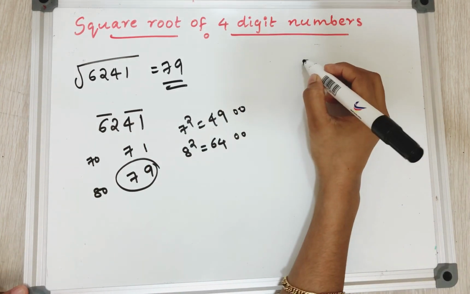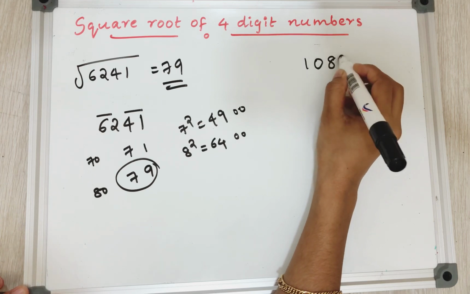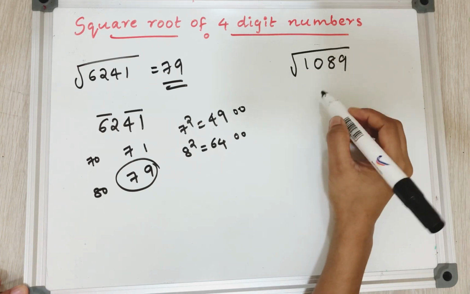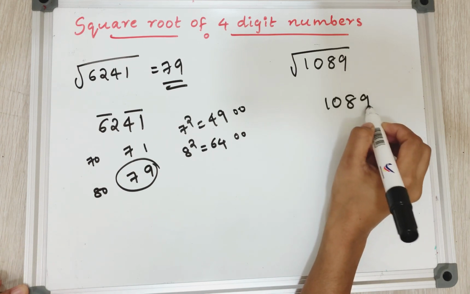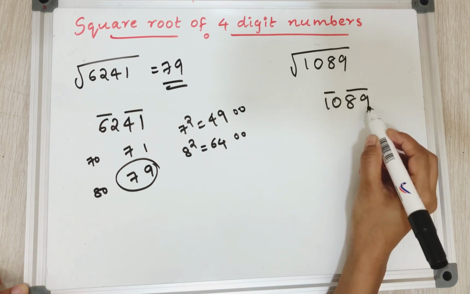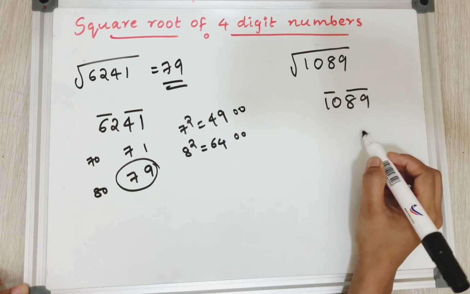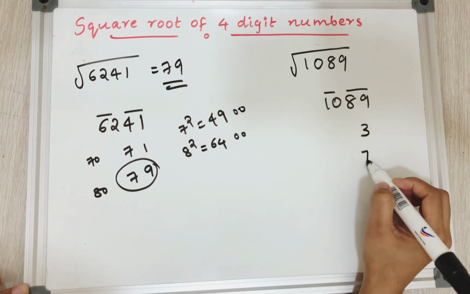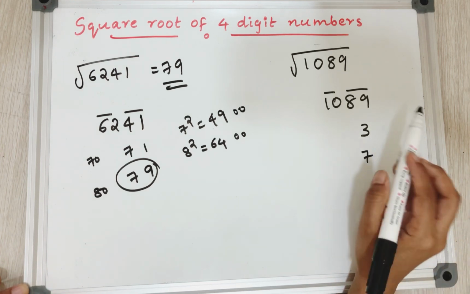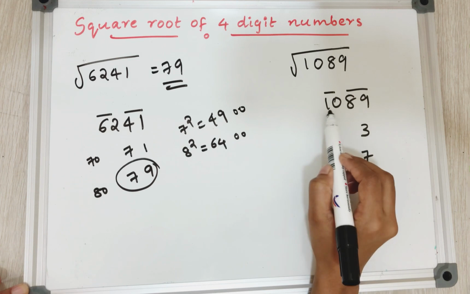One more example, 1089. Square root of 1089. Here, pair the last two digits and first two digits. Here, the number ends with 9. Two possibilities, 3 and 7. 3 square is equal to 9. 7 square is equal to 49. Ends with 9. Now consider 10.